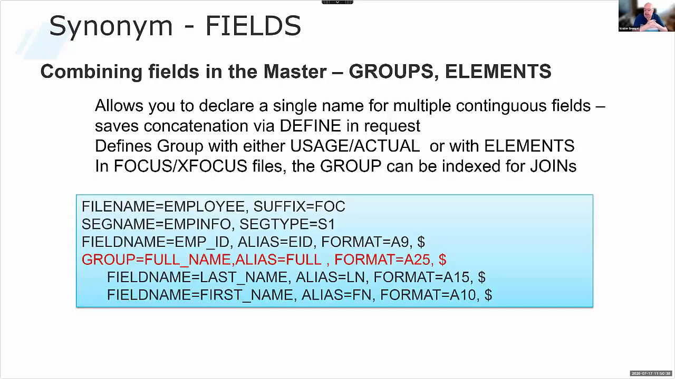So let's just jump in. Here we have group equals full name with a format of 825. And because it's a group, we're going to look at the next field, the next item, which says field name equals last name, which has a format of 810. And then we have field equals first name, which has a format of 815. Notice the 815 and the 810 add up to be the full format of the group.